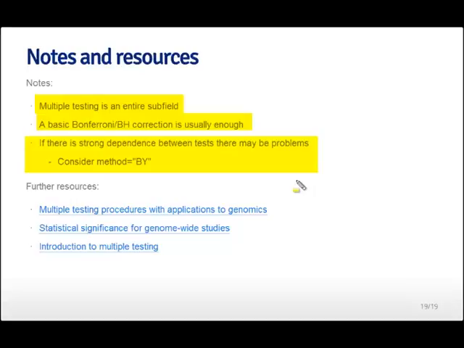So for the resources, this is actually quite a nice paper, a gentle introduction to multiple testing procedures with applications in genomics, which is an area I work in and where multiple testing has really flourished in terms of a statistical discipline. Similarly, the statistical significance for genome-wide studies is a very nice, gentle introduction in terms of a paper to read. Again, it's focused on molecular biology, but it's pretty easy to read, I think, even if you're not an expert in that area. And finally, this is a very nice introduction to multiple testing that goes over the basics. A lot of what I've covered now, but maybe a little bit more depth in case you're interested.